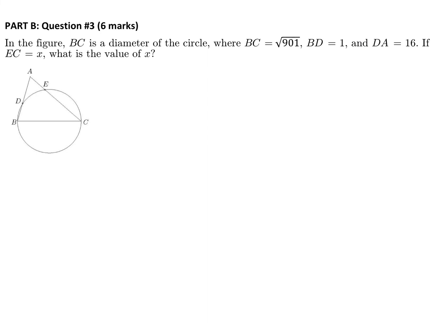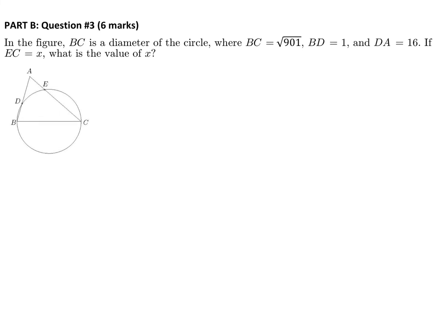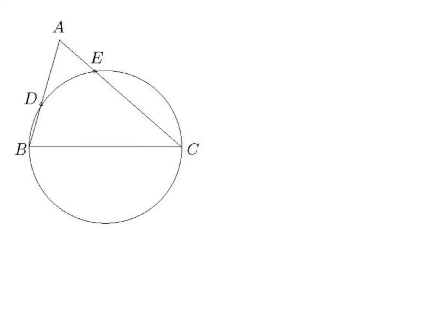In the figure, BC is the diameter of the circle, where BC is the square root of 901. BD is 1 and DA is 16. If EC is x, what is the value of x? Okay, so I will need to expand this a little bit. And I'll draw one line connecting C to D, like that. And I think that should be it for now.